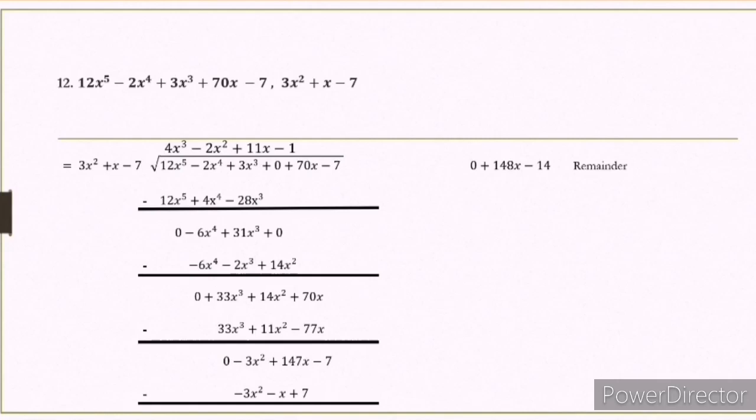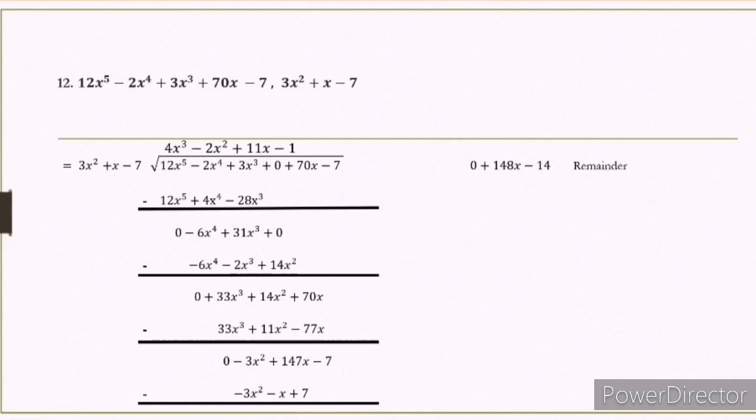Then 70x plus 77x is equal to 147x. Then bring down negative 7. 3x squared divided by the first term of the divisor is equal to 1. 1 multiplied to the divisor: 1 times 3x squared is equal to 3x squared. 1 times x is equal to x. 1 times negative 7 is equal to negative 7.